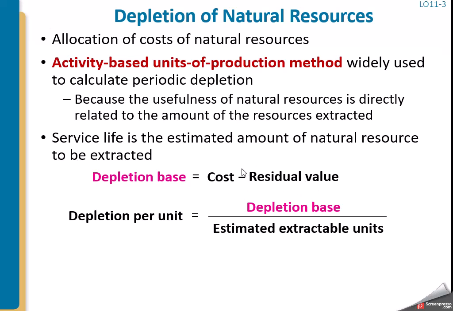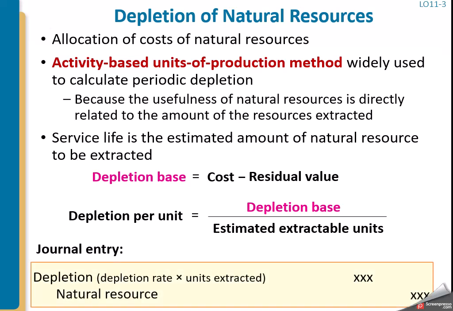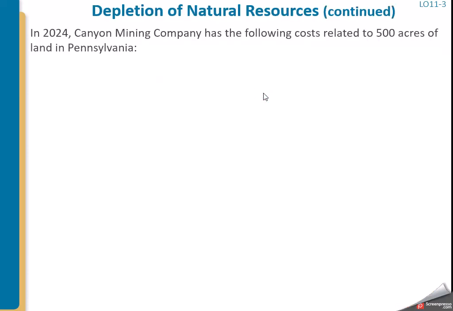So whatever we're depleting, we're going to figure that out in that depletion base, and then we're going to divide it by our estimated extractable units. Like in an oil and gas company, I worked there, we did mostly natural gas. We also didn't buy the land though, so there would have been no residual value. We would have had a cost to drill the well, and then we would have divided by how many MCFs we thought were inside that well, or that we could extract from it, and then that's what we would deplete. So then we're going to charge off depletion expense and then credit whatever that natural resource is.